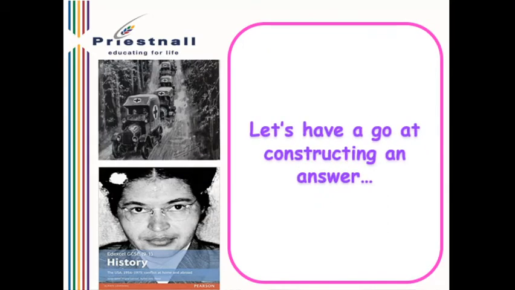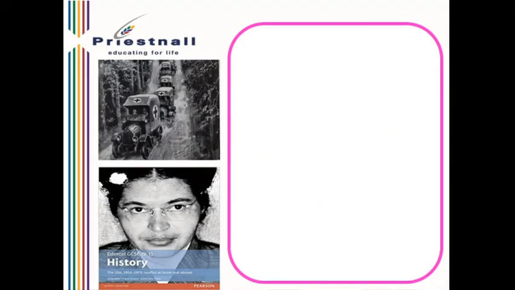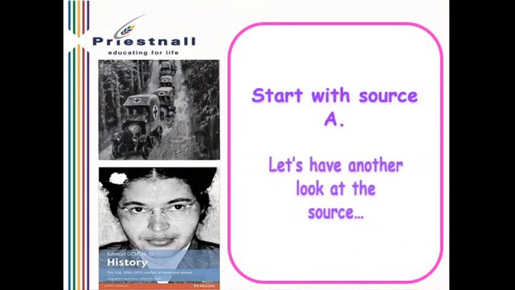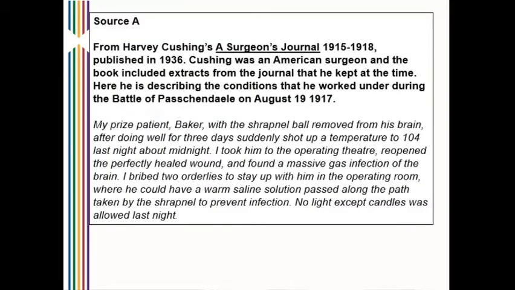So let's have a go at constructing an answer for our question. We're going to be starting with source A. So we're really going to break this down. Forget source B for now. Let's just go back to source A. Let's have another look at the source this time. So this was source A. If you want to pause it and read it again, you can do.